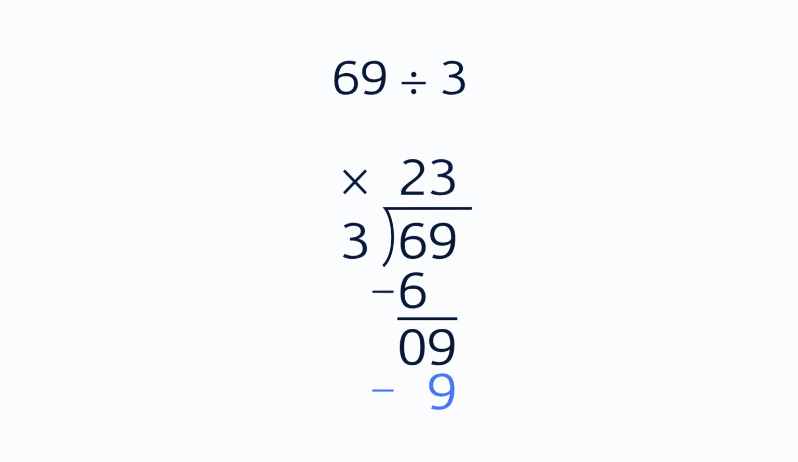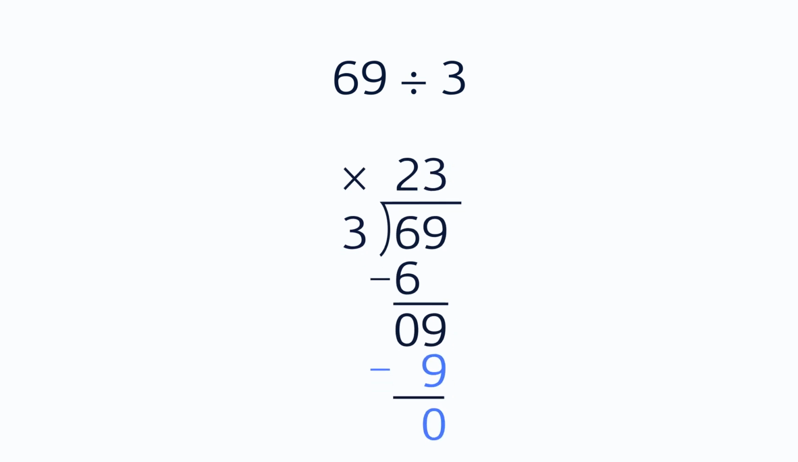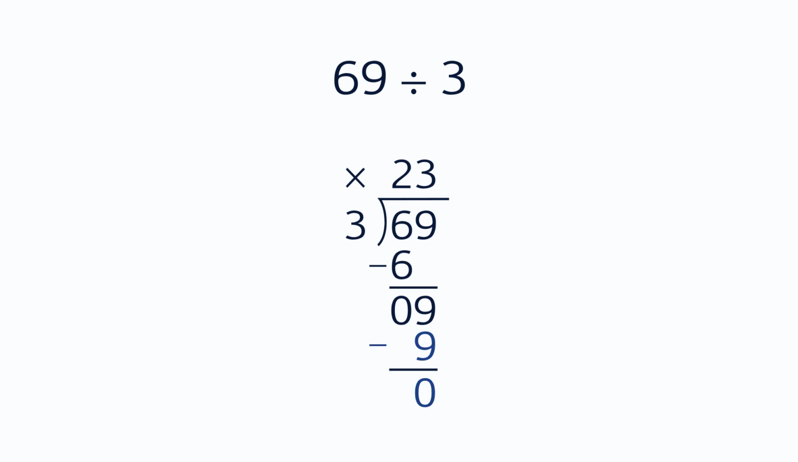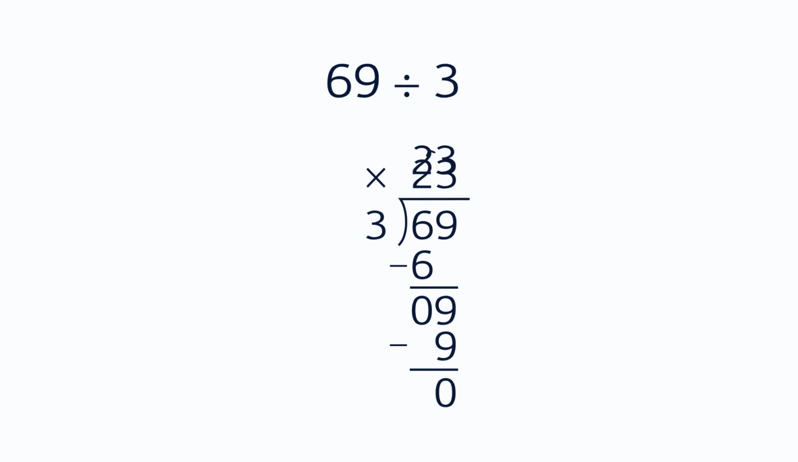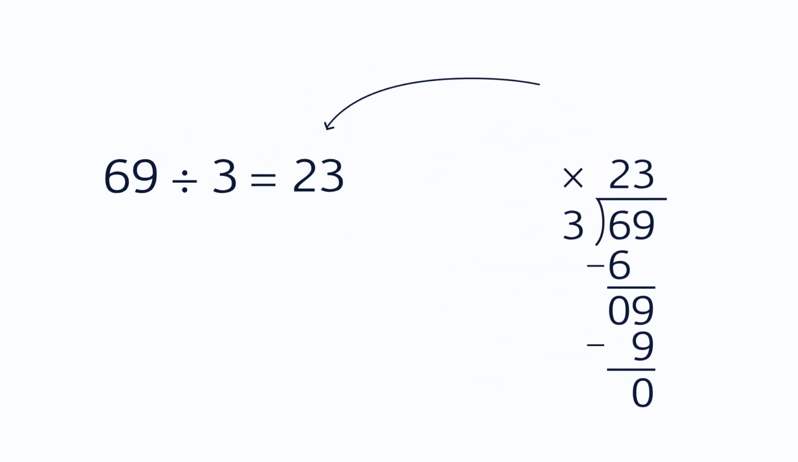Now you subtract 9 from 9 and write 0 here. At this point, there is no remainder and there are no more digits to pull down. That means that you are finished. The answer to your division problem is here, 23. In other words, you have found that 69 divided by 3 equals 23.